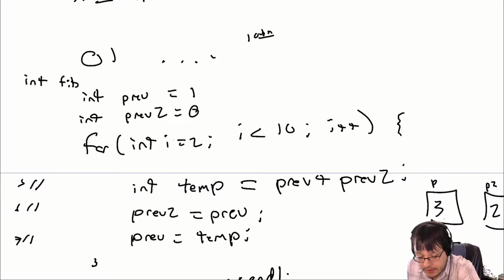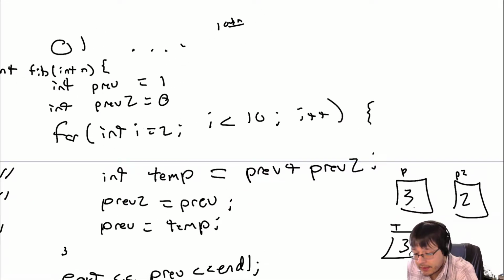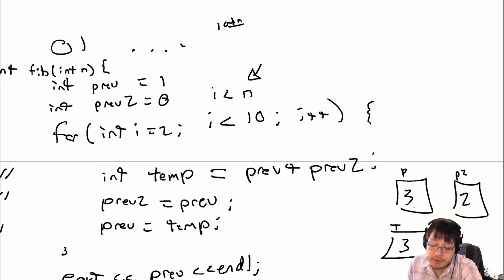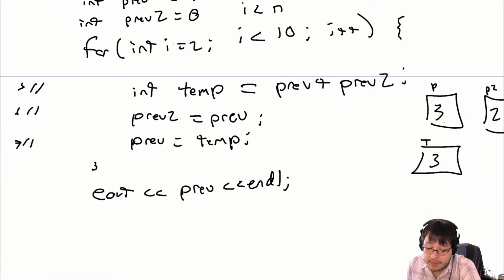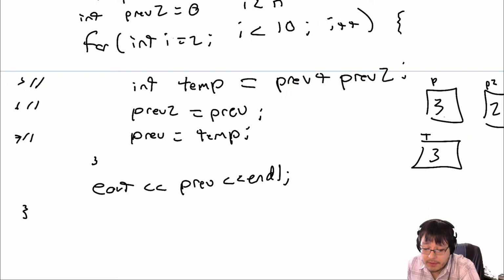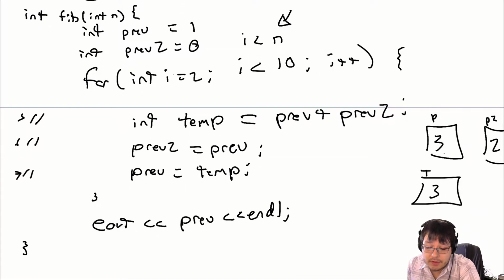Fib for Fibonacci, and then pass in a parameter, which is the number that we're trying to compute. So int n. And then instead of 10 here, we could replace that with i is less than n, with n being the nth number that we're trying to solve. And that's pretty much it. At that point, based on what we did last time, we have essentially created a function that can solve Fibonacci.